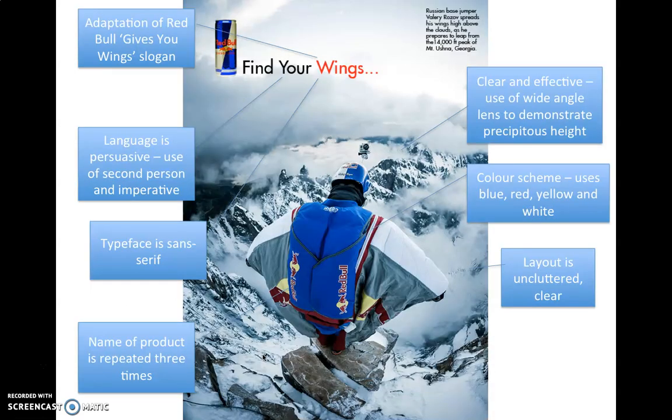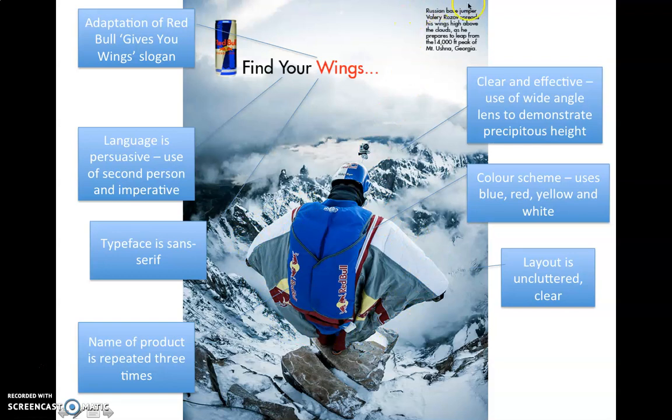So here we go. If we start from the top left, we've got the adaptation of Red Bull's "gives you wings" slogan. Instead of using the well-known slogan, we've got "find your wings." That's directly connected to this image because he's got wings here. And why has he got wings?